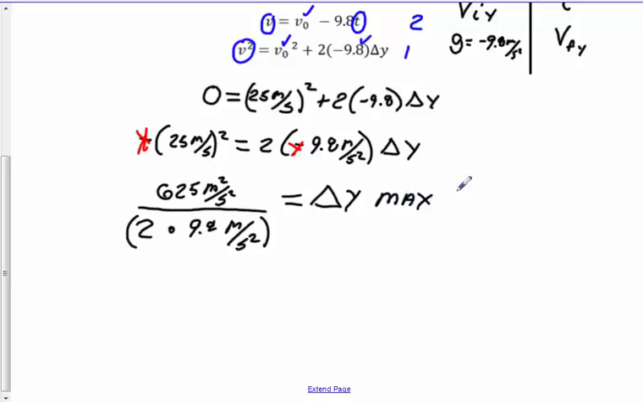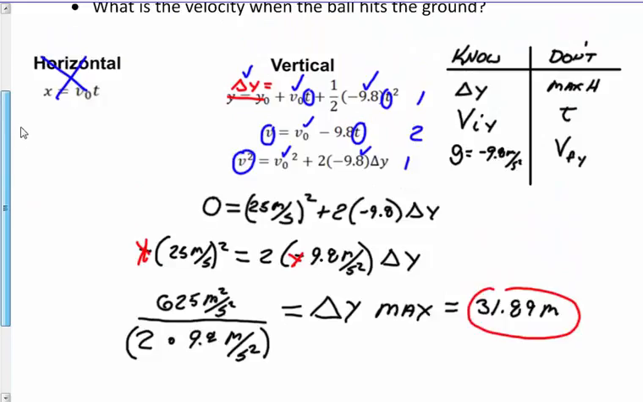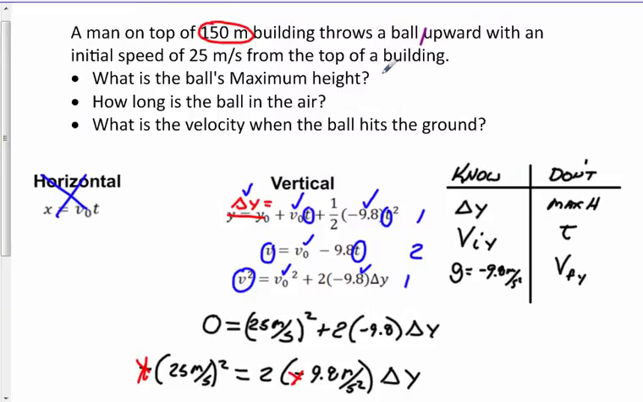So we'll take that value, divide by 2 times 9.8. And my maximum height here is going to equal 31.89 meters. Okay, so now we have the maximum height. We were able to get that pretty easily.